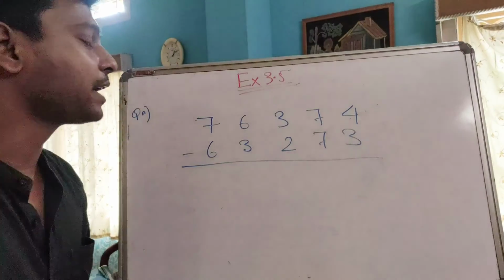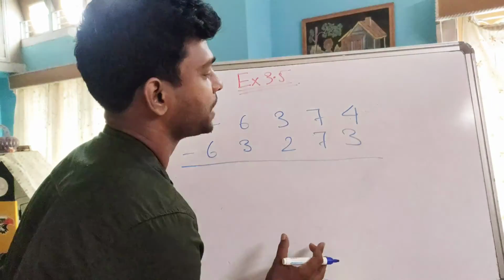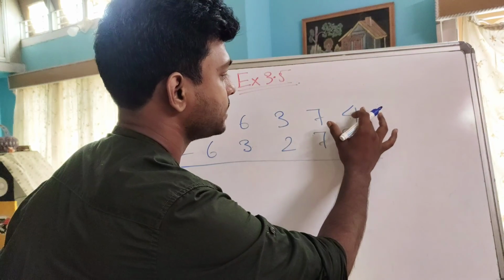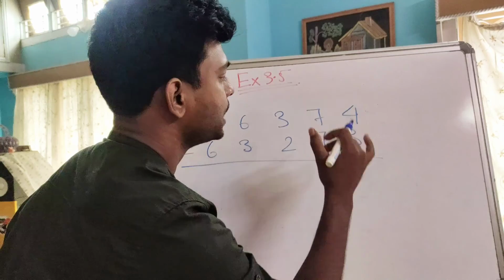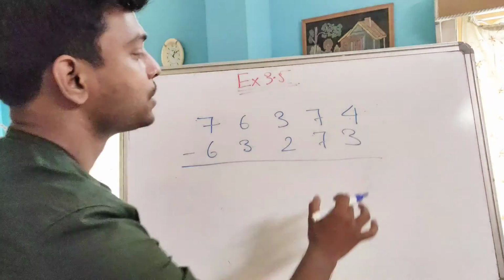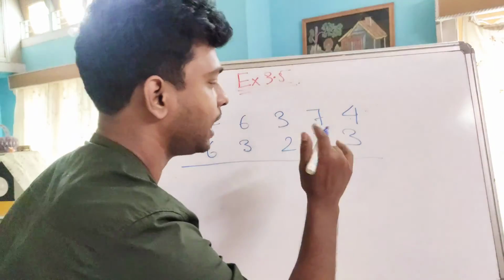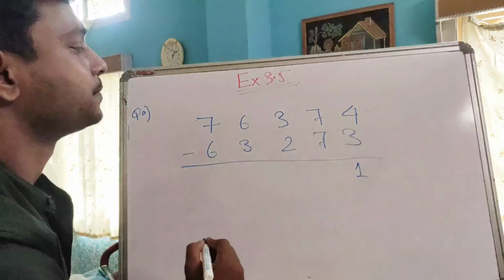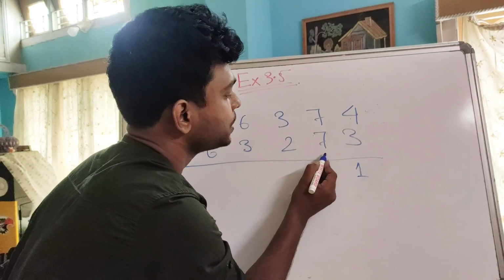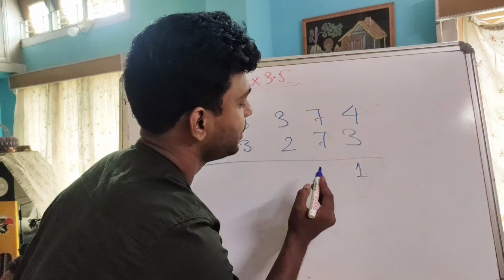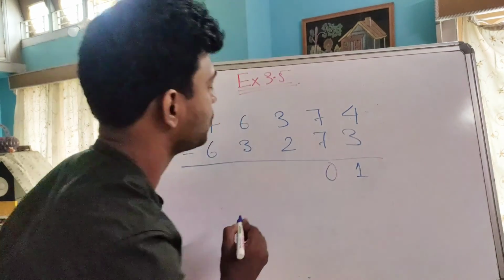In order to subtract, we will start doing subtraction from ones place. So in ones place the digits are 4 and 3. So we have to subtract 3 from 4. Okay, so 4 minus 3 will give us 1. Now we will proceed to tens place. So in tens place 7 minus 7 will give us 0.